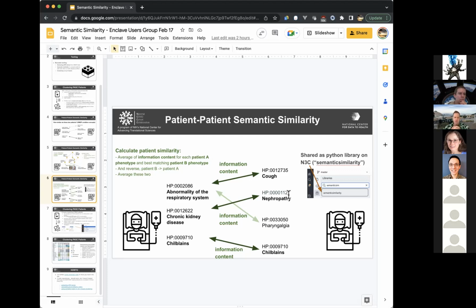Okay, so we spent some time implementing this in the enclave. Our intention from the word go was to implement this in a way where it can be shared across all DURs and reused. And so it warms our heart when people use our code. This is shared as a Python library called semantic similarity, with no spaces. I'll show you later where that shows up if you're using a code repo, but basically just type in semantic similarity and it should come up as a library and you can just use it.